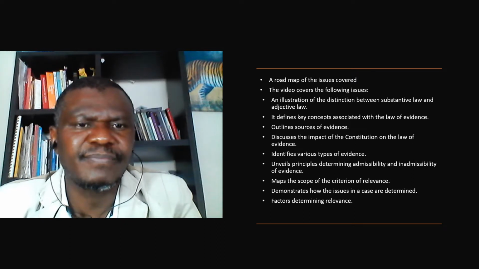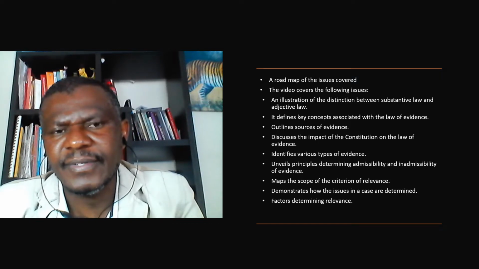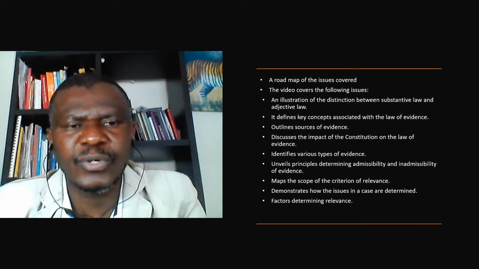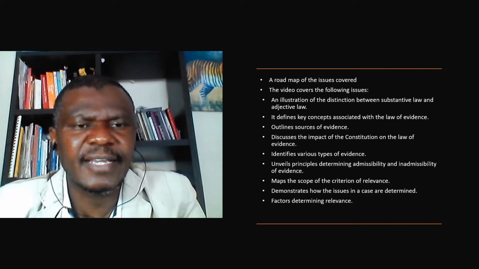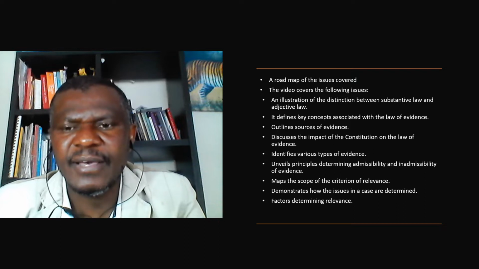And then it demonstrates how issues, that is the critical issues to be determined in a case, get to be established. And then it goes further to identify and explain factors that affect or determine relevance.